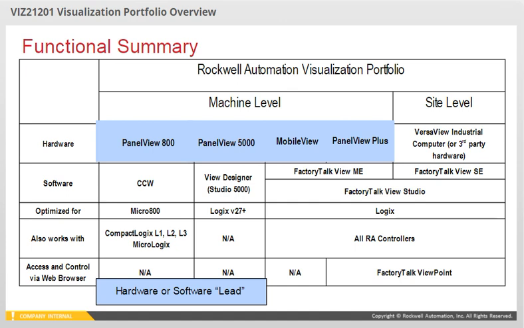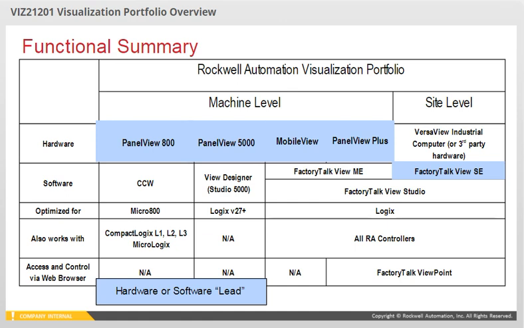For site-level visualization applications, Rockwell Automation leads with FactoryTalk View SE, a modern, fully featured site-level HMI that includes all functionality that an HMI customer would expect and provides excellent integration with the Logix platform. View SE is a software platform that runs on Windows PCs.